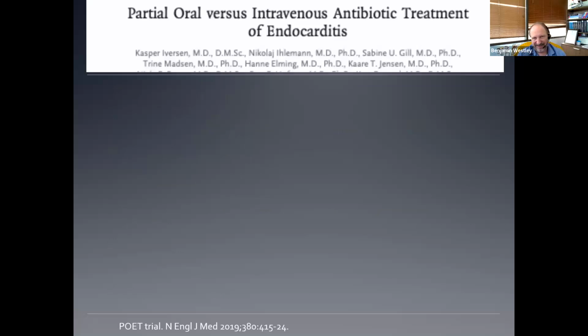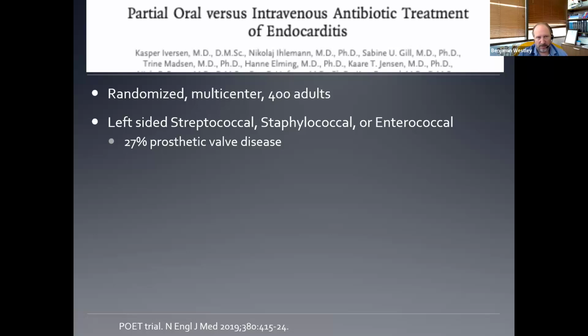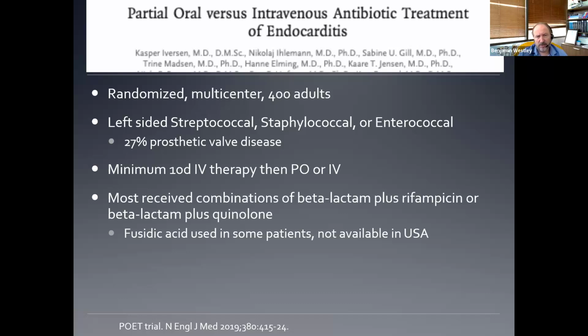This is a brief mention of something that has not fully perfused its way through our specialty yet, and I'm not yet comfortable with this. But there is a study from 2019 in the same journal, the New England Journal, that had the OVIVA study. This was the POET study of left-sided endocarditis therapy of 400 adults, mostly in Europe, actually all in Europe, I think. A quarter were prosthetic valve disease, and they did 10 days IV minimum, then oral, or they randomized them to IV or oral. They used regimens that are not frequently used in our country. A lot of patients got fusidic acid, some got linezolid plus other drugs, and some got beta-lactams and rifampin. That was the most commonly used combination.